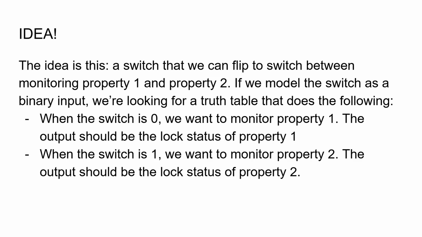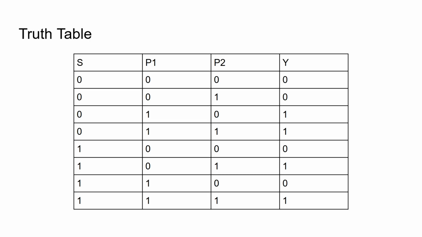When the switch is 0, we want to monitor property 1. The output should be the lock status of property 1. When the switch is 1, we want to monitor property 2, so the output should be the lock status of property 2. If we design a truth table according to the following, where S is the switch, P1 is the lock status of property 1, P2 is the lock status of property 2, and Y is what the LED should display, we end up with something that looks like this. You can see that when S is equal to 0, Y is just equal to P1. But when S is equal to 1, Y is just equal to P2.